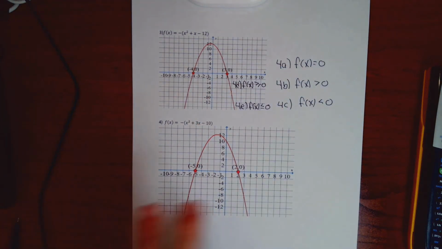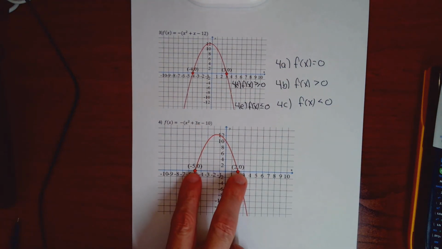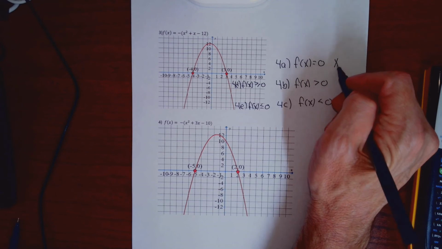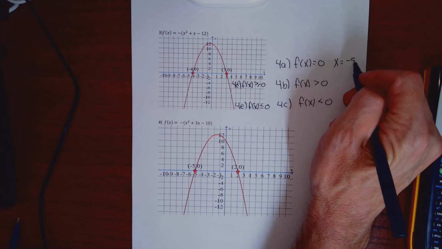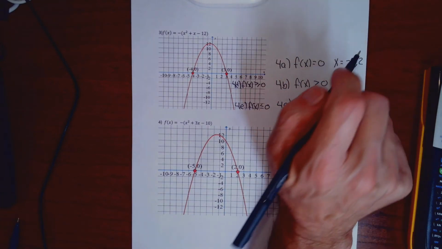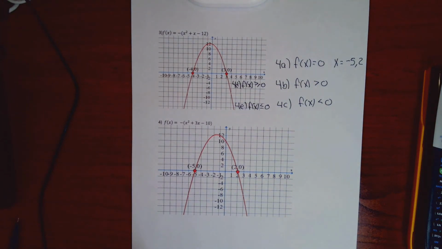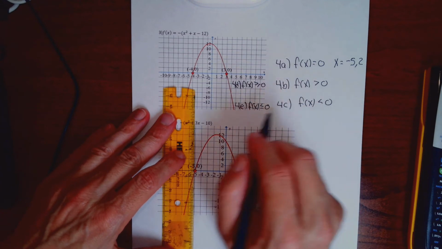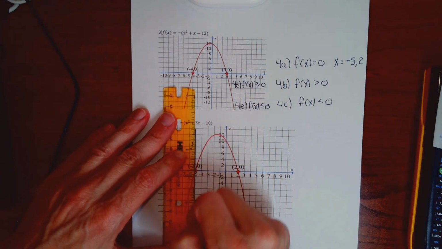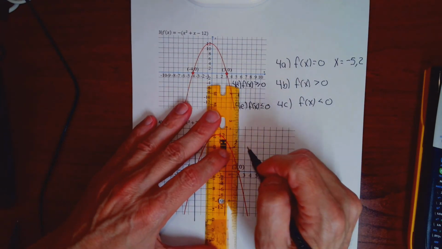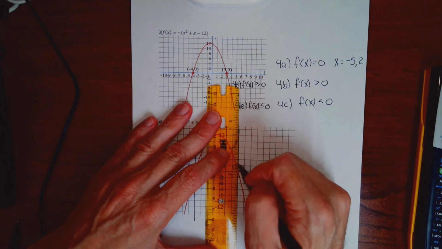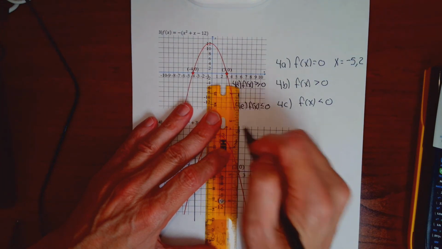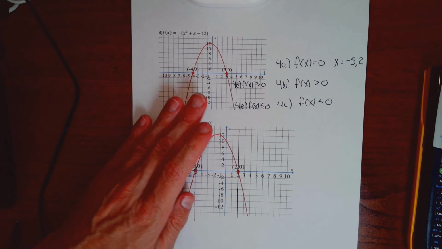I start off answering the part A's. I find not intervals, but just the x coordinates of points that have y's equal to 0. And it's the same, x equals negative 5 and x equals positive 2. To answer the next questions, I need to separate the graph into pieces separated by the x-intercepts, because a parabola can only jump the x-axis at an x-intercept.